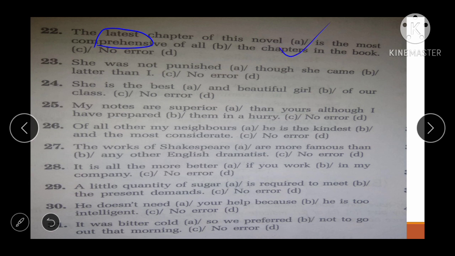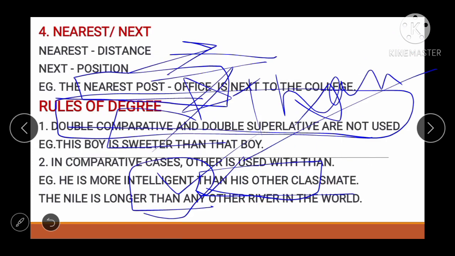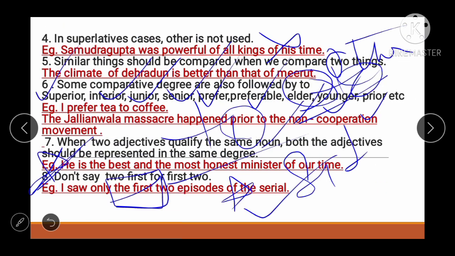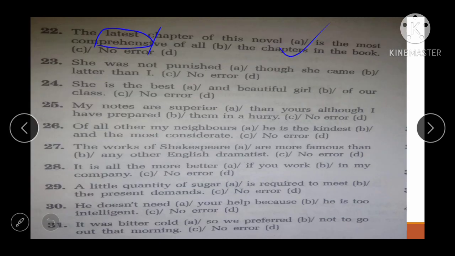Why? Because the latest chapter means new, and I told you about the latest, right? It refers to time, so a book is not about time, all right? So we will say the last chapter of this novel is the most comprehensive of all.